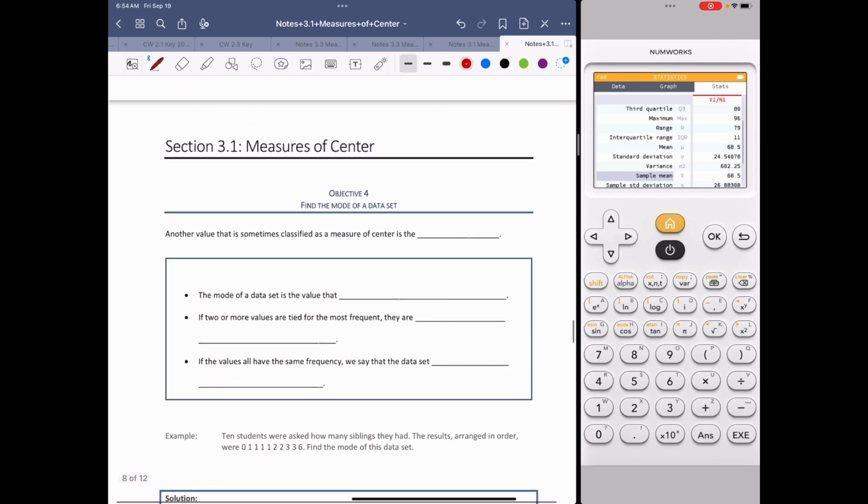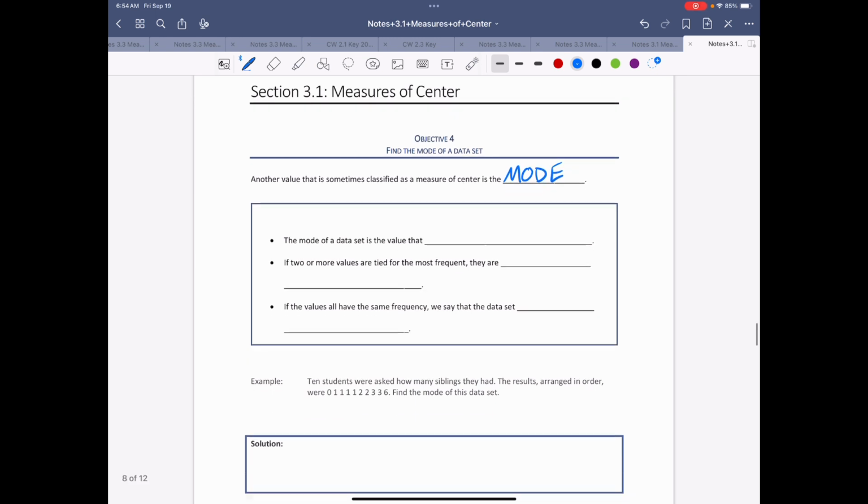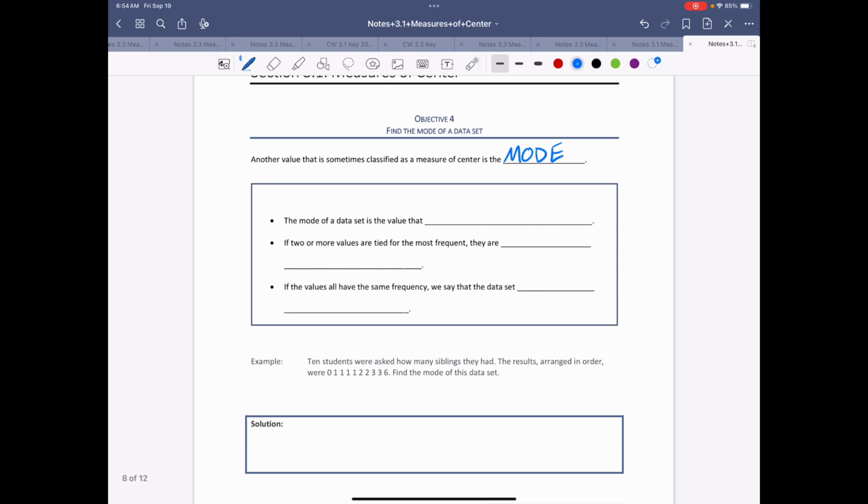Now, I want to talk about mode. Sometimes what's referred to as a measure of center is the mode. And you don't want to refer to that as a measure of center because that's not correct. But a lot of middle schools and stuff do that, and I'll tell you why. But here's what the mode is. The mode of a data set is the value that occurs the most.